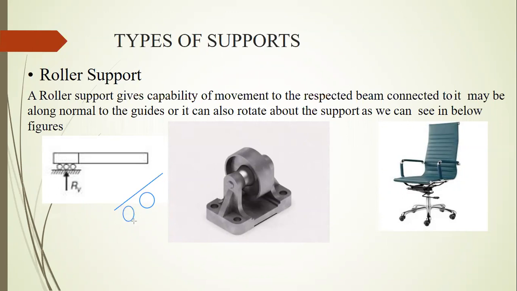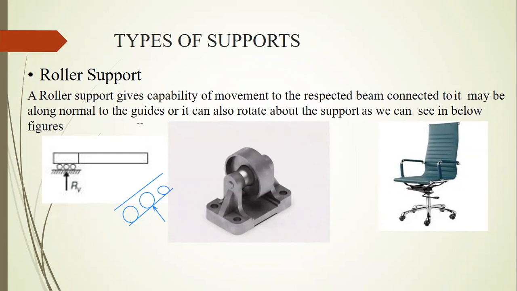Okay, say this is the roller support. The reaction will always be perpendicular to the surface. This is an inclined surface, so perpendicular to the inclined surface there will be a reaction. A roller support gives the capability of movement to the beam connected to it, maybe along the normal to the guides, or it can also rotate about the support, as we can see in the figure below.